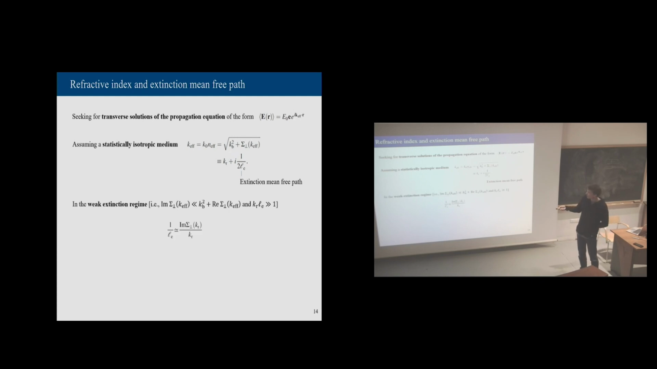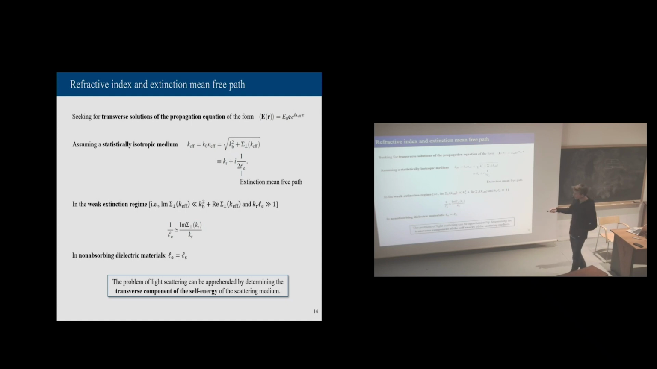In the weak extinction regime, that is essentially when the extinction mean free path is much larger than the wavelength in the effective medium, you end up with a simple relation for the extinction mean free path that is expressed as a function of the imaginary part of the transverse component of the self-energy, evaluated at the real part of the effective wave number. So again, if you say that your system is non-absorbing, then the extinction is the scattering. And that means that the problem of light scattering can be apprehended by simply determining the transverse component of the self-energy of the scattering medium. And this will be the point of the theoretical approach.